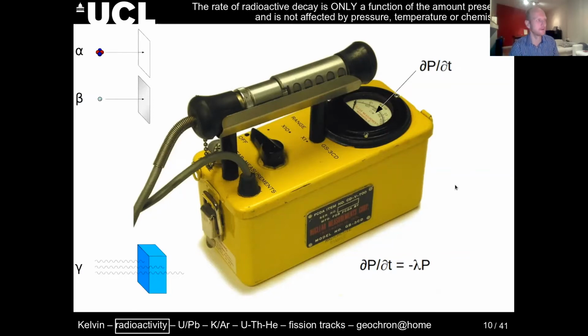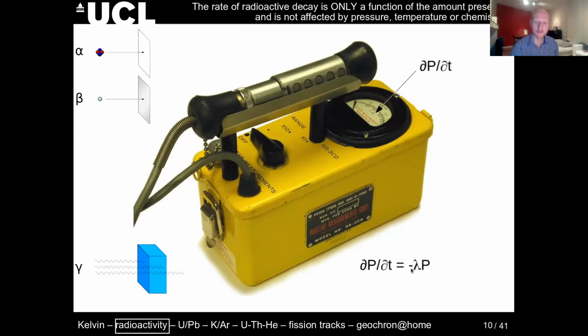It doesn't matter what the pressure is, the temperature, or the chemical form in which, for example, the carbon-14 is found. The only thing that controls the reading on this gauge is how much of the radioactive parent is present under the detector. The constant of proportionality is referred to as lambda, is the decay constant, and is specific to different isotopes. Every radioactive isotope has its own characteristic lambda value.